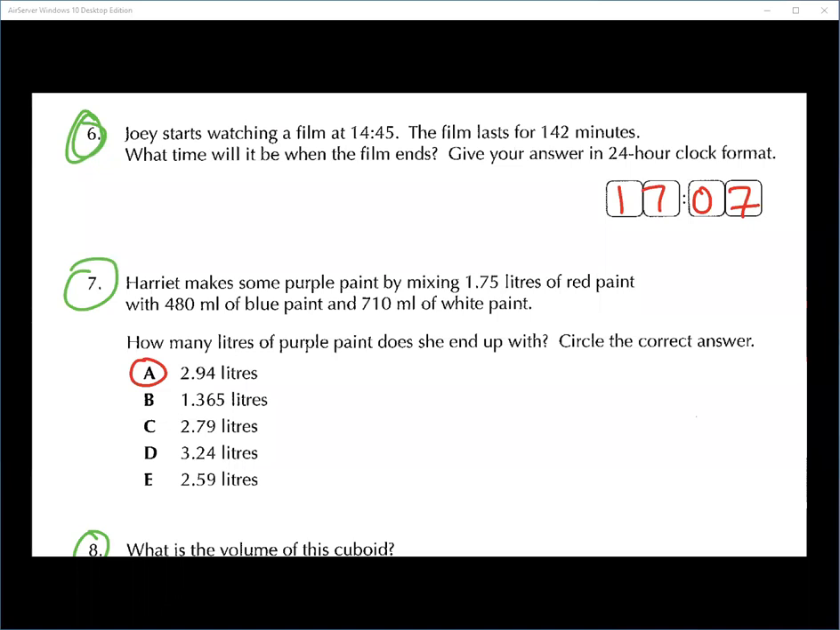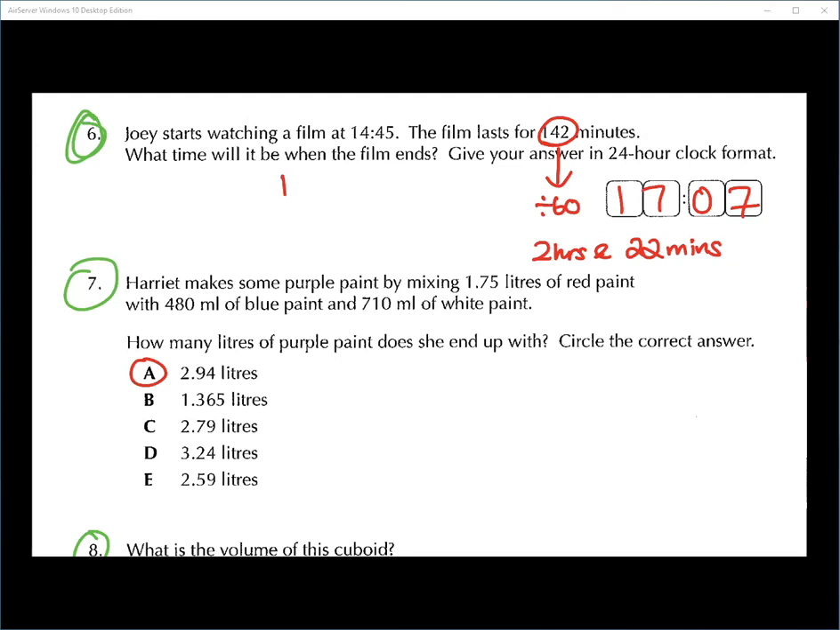Let's go. So we got 142 minutes. We divide it by 60. And that gives you what? 2 hours and how many minutes? Are you sure? 2 hours will give you 120, isn't it? So it's 2 hours 22 minutes, yes.